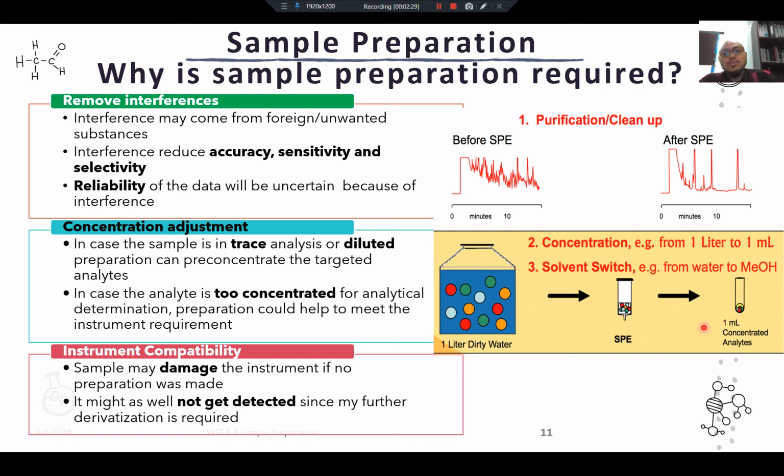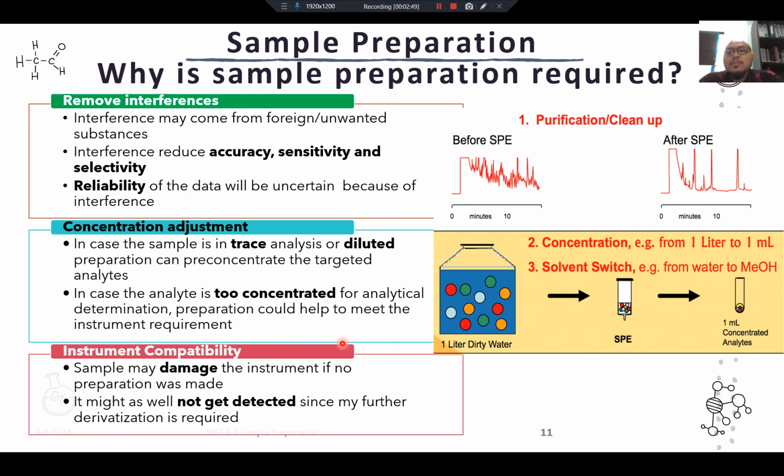So there are two situations. First, the sample is too diluted, so you need to concentrate it. The second situation is that the sample is too concentrated, so you need to dilute it. Then the third one, the instrument compatibility.